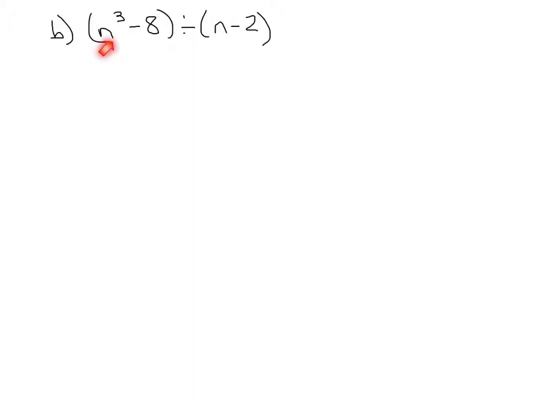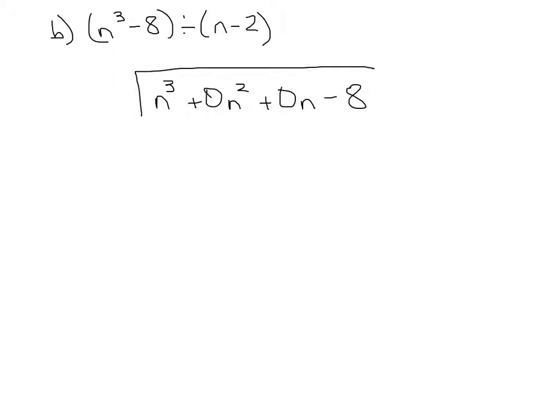Now notice we have the cube term, no squared term, no n to the first power, and then we have the n to the 0 power. So when we write the dividend, we need to fill in our zeros. So we have n cubed plus 0n squared plus 0n minus 8. In our divisor, we do have every term represented, so we just write down n minus 2. Okay, and then we look at this and this.